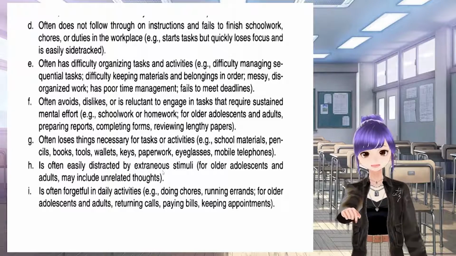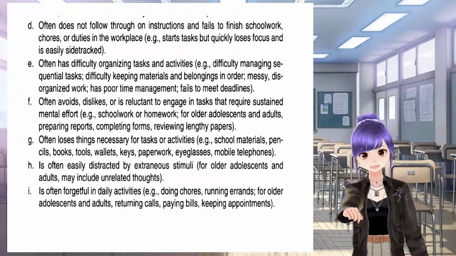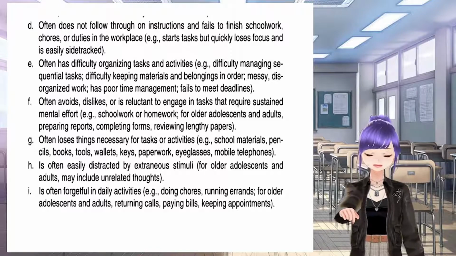For older adolescents and adults, preparing reports, completing forms, reviewing lengthy papers. Often loses things necessary for tasks or activities. For example, school materials, pencils, books, tools, wallet, keys, paperwork, eyeglasses, mobile telephones, and is often easily distracted by extraneous stimuli. For older adolescents and adults, it may include unrelated thoughts. It's often forgetful in daily activities, for example, doing chores, running errands. For older adolescents and adults, returning calls, paying bills, keeping appointments.